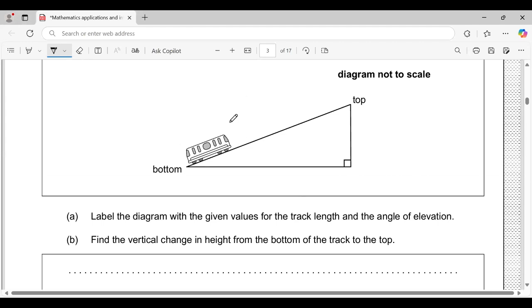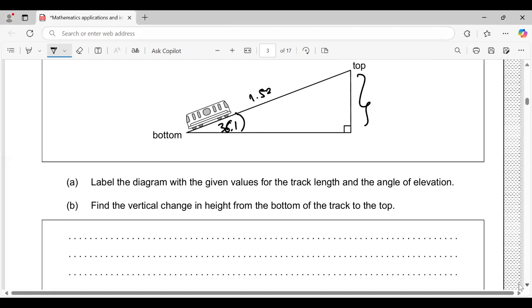This is the angle, 36.1, and this is the track, 1.52 kilometers. Find the vertical change in height from the bottom of the track to the top. This is the vertical length.